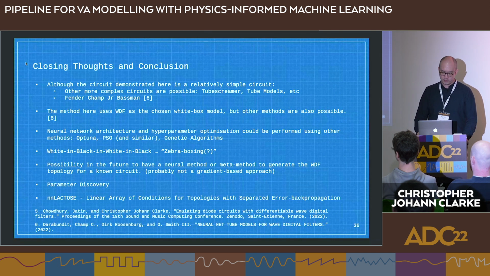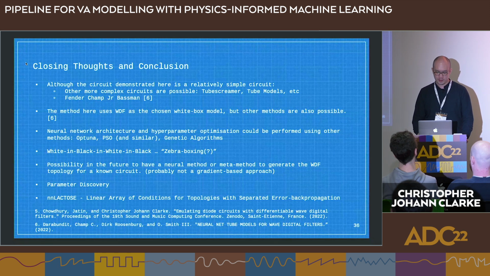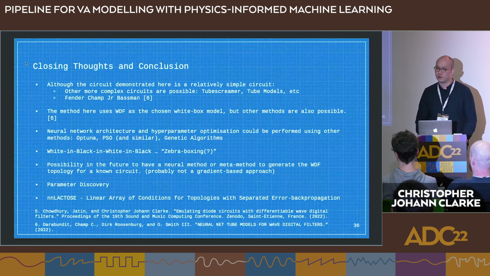In closing, I want to say that although the circuit shown in this presentation is a relatively simple circuit, it serves as a proof of concept for other more complex circuits, such as tube screamers, tube models, transformers, etc. Not the Hugging Face kind, like the copper and iron kind. In reference number 6, this method was performed on a Fender amplifier.